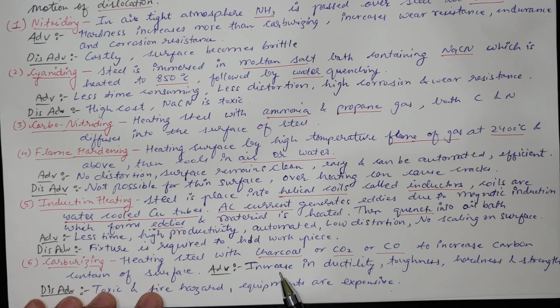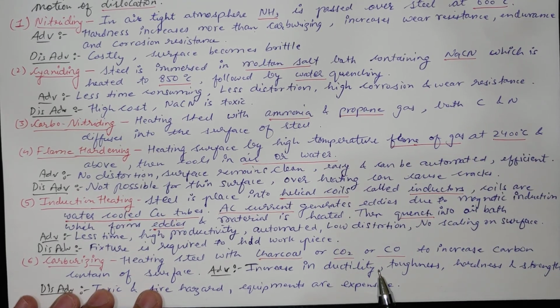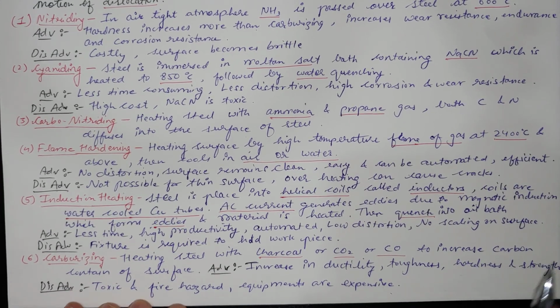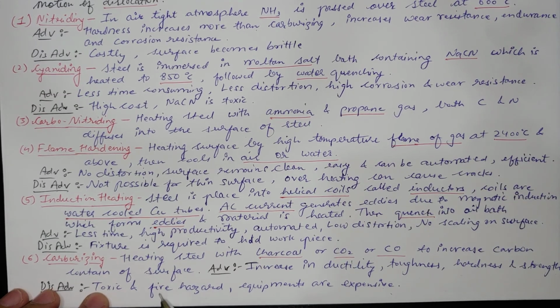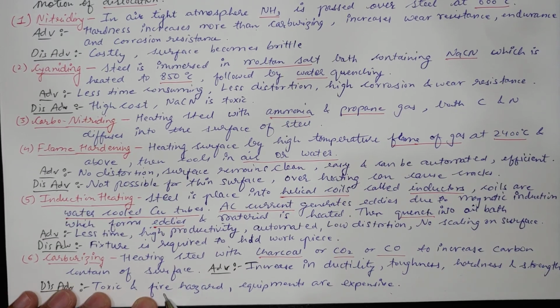The advantages are increase in ductility, toughness, hardness and strength, because ductility remains inside the material, toughness also remains, and on the surface there will be hardness and brittleness, and it will have very good strength also, because both of these properties are present. In carburizing, there is also fire hazard, and it is toxic because of carbon monoxide gas. The fire hazard has to be prevented, and other safety measures also need to be taken. So it is a little bit expensive, and the equipment for material handling is also expensive.